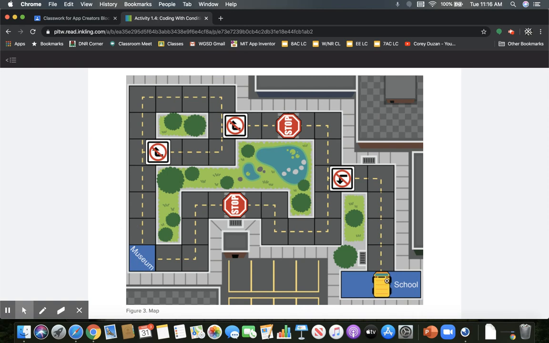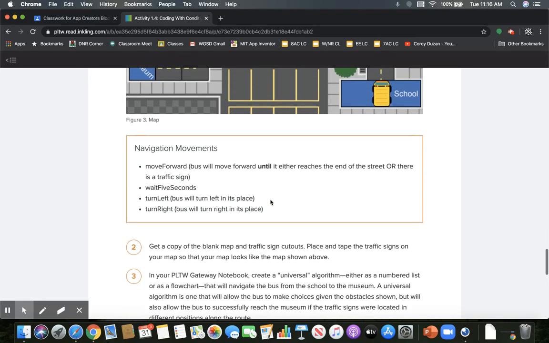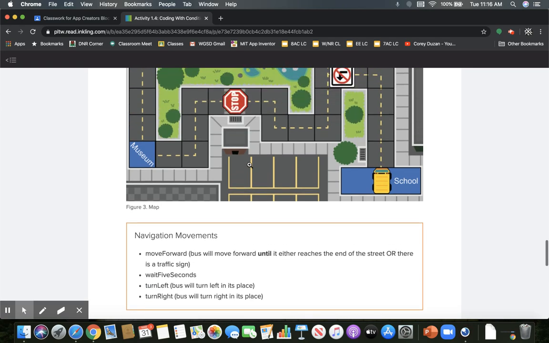So the bus just needs to get from wherever it is. So it could be here at the school. We could say the bus is up here by the stop sign. We could say the bus is over here. In any situation, the bus needs to know what to do to get to the museum. Okay? Now, same rules apply as in 1.2. Move forward. We have a new one, wait 5 seconds, and then turn left and turn right. The other difference is move forward just simply means the bus can move.